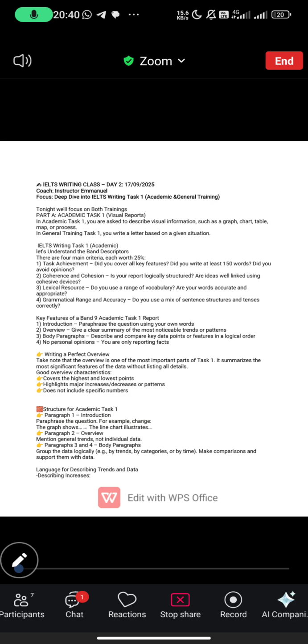So the introduction, the overview. You don't write Task 1 without an overview paragraph. You're going to be marked down. You would have 5.0. You see, the overview paragraph is very important. Very, very sacrosanct.